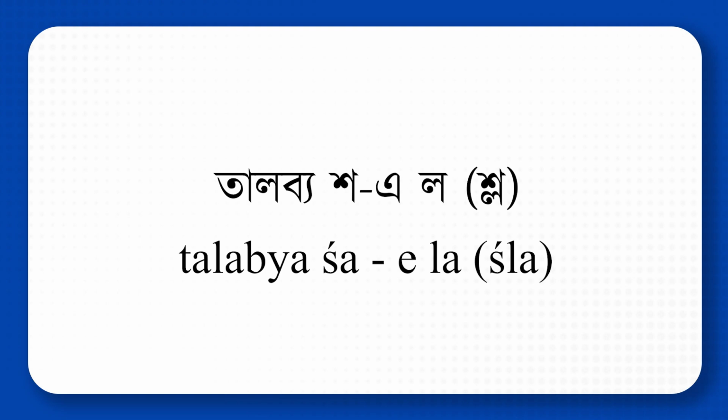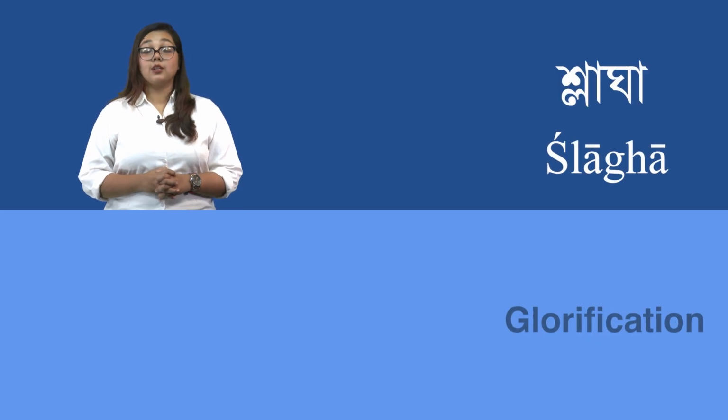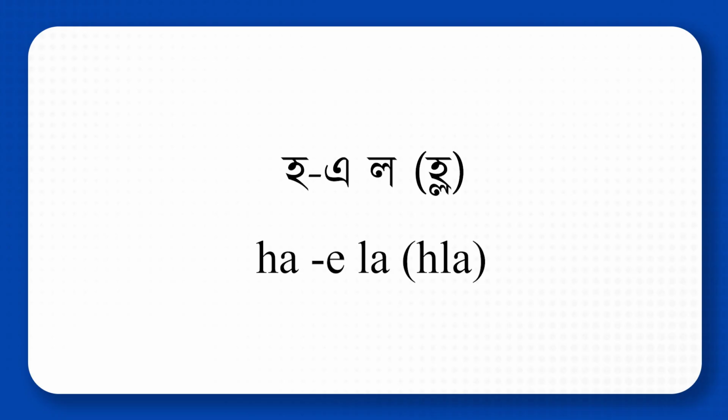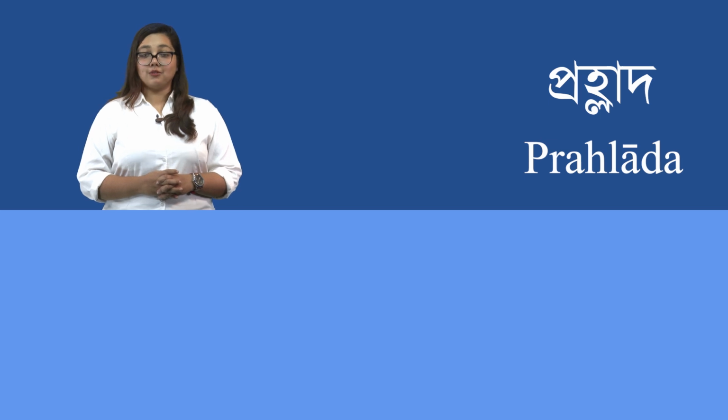The last 2 clusters are Taliboshoy Law. It can be seen in Slash, meaning irony or taunt, and Slagha, meaning glorification. The next is Hoyloi. It is found in words like Allad, meaning delight, and Prollad, which is also a mythical character. Wonderful. That's how we have reached the end of the consonant cluster section.